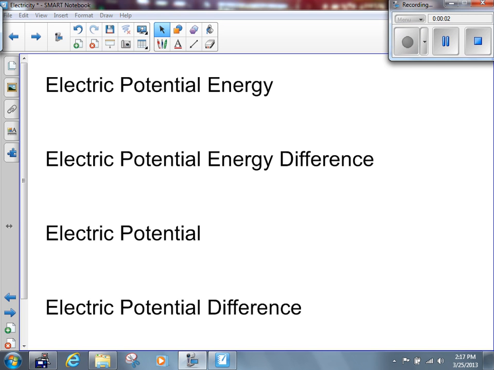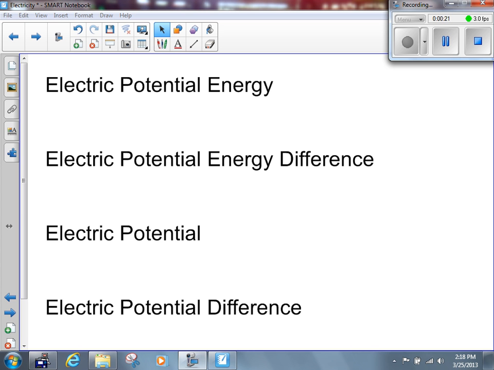Last week we looked at 4 new terms that we hadn't seen before. First one being electric potential energy, then we had electric potential energy difference, then electric potential, then electric potential difference. 4 terms that mean different things, 4 terms that look almost exactly the same.